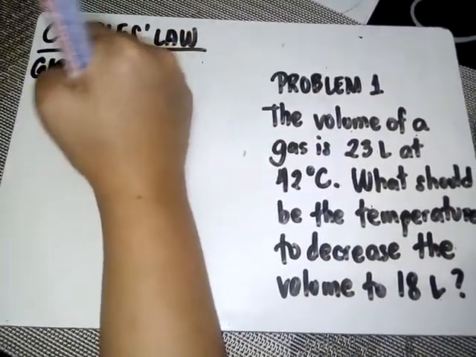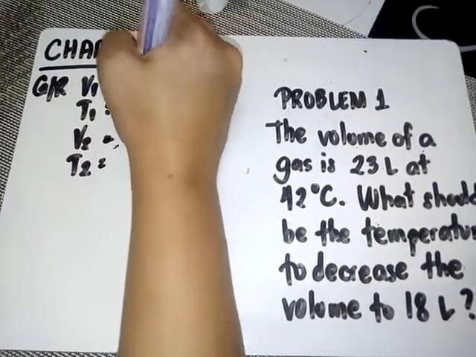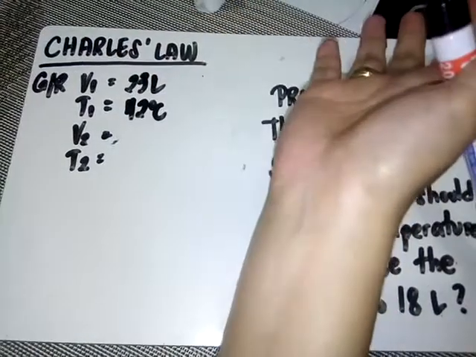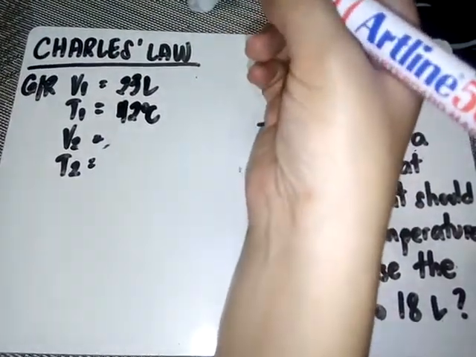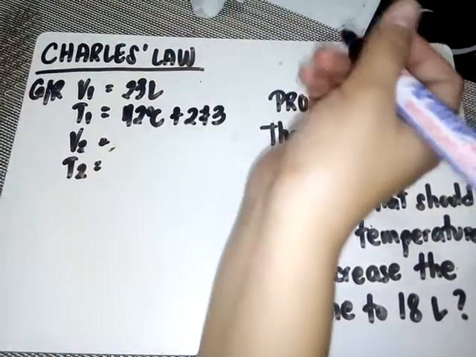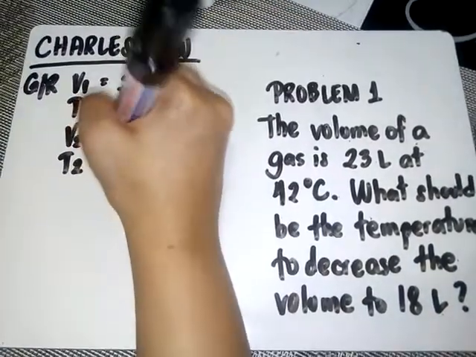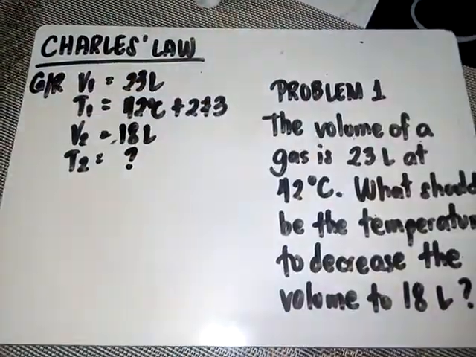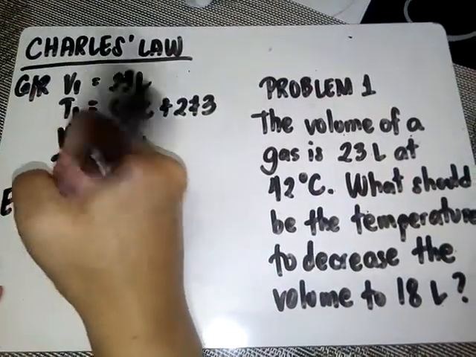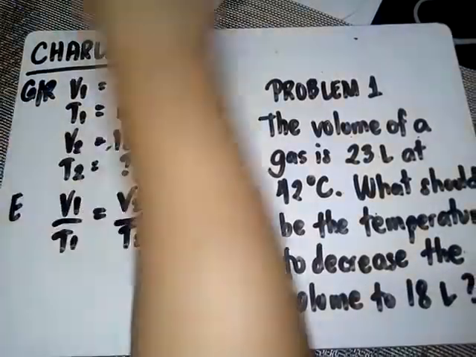So V1 is 23 liters. T1 is 42 degrees Celsius. However, again, you have to make sure that your temperature is in Kelvin. So we will add 273 for our temperature to be Kelvin. And our V2 is 18 liters. So T2 is our unknown. So our working equation is Charles' law. So V1 over T1 equals V2 over T2.